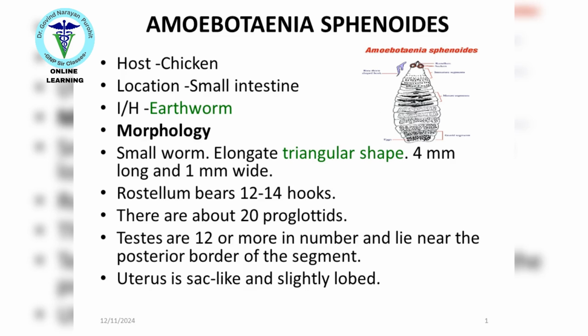Amoebotaenia sphenoides affects chickens and resides in the small intestine. The worms are small, with an elongate triangular shape. The rostellum bears 12 to 14 hooks, and there are about 20 proglottids. The uterus is sac-like and slightly lobed.